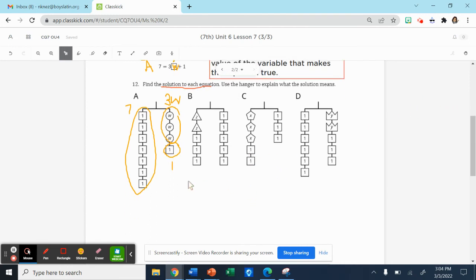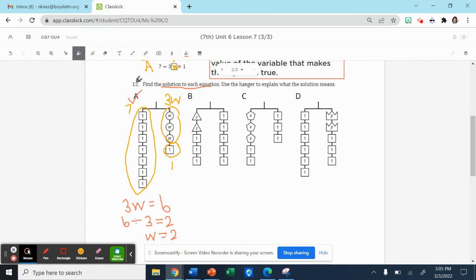In this case, I can see that 7 is equal to 3 W's and a 1. That means that 3 W's has to be equal to 6. The reason is that a 6 plus a 1 will balance with a 7. If 3 W's is equal to 6, I can use my inverse operation, 6 divided by 3, which equals 2. And so I know that W is equal to 2. And that's one strategy I can use to find the solution to an equation.